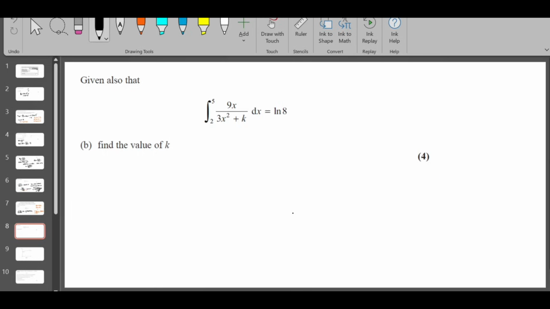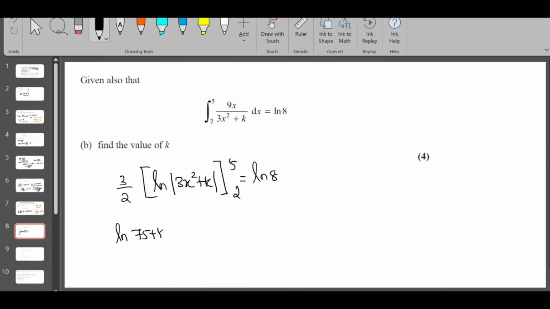Let's look at part B of this question. We have the same integral from part A. Now we have a limit 2 to 5 is equal to ln a. They want you to find the value of k. So we are going to use, we integrated this already from part A, right? So I'm going to use the result 3 over 2 ln (3x square plus k), 2 to 5, you can keep the 3 over 2 outside, is ln 8. Sub in the upper limit, 5 square is 25, so 3 times 25 is 75 plus k, minus, sub in the lower limit, 2 square 4 3s are 12 plus k.